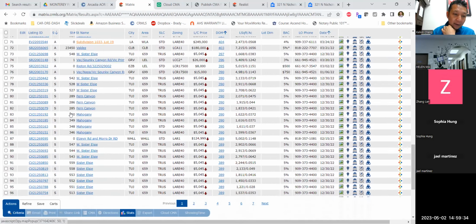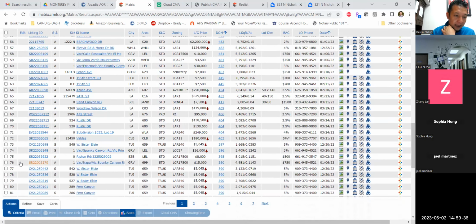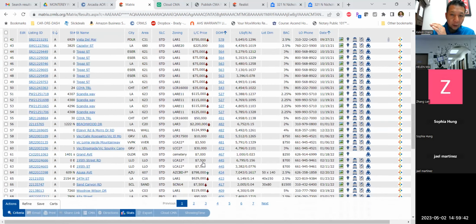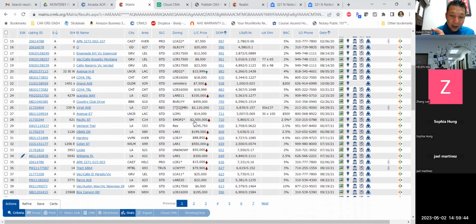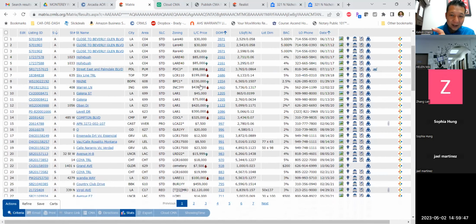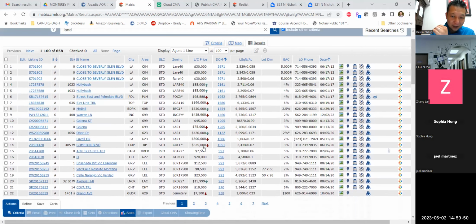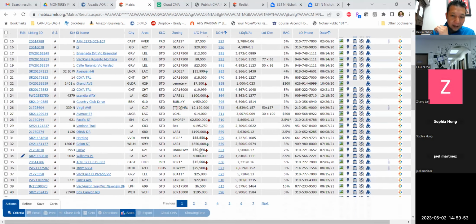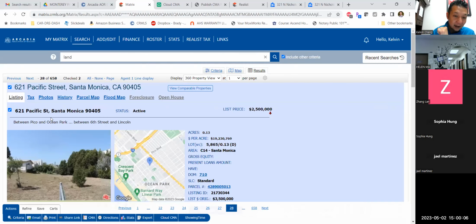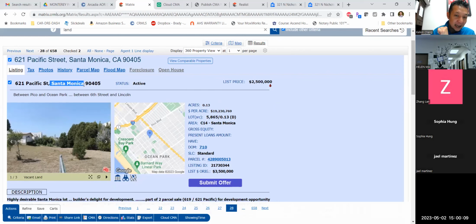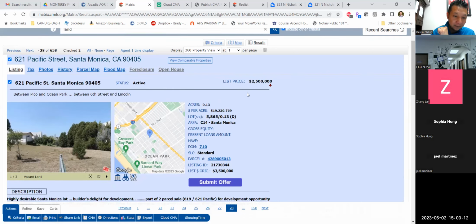Look how much land we have for sale. There are about 76 pieces of land available in Los Angeles County, ranging anywhere from 2.5 million down to $30,000 or $12,000 for a piece of land. So how can one piece of land be worth 2.5 million versus 2.1? Honestly, it's either overpriced or in a high-end area. This piece of land is in Santa Monica, that's why they're asking for 2.5 million.